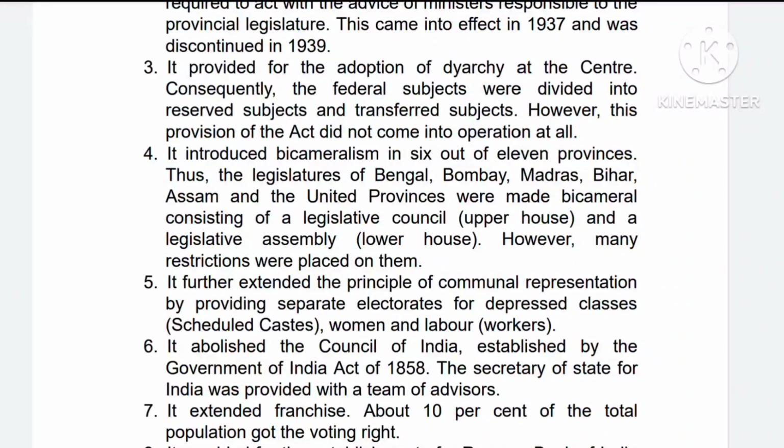Number 4. It introduced bicameralism in 6 out of 11 provinces. Thus, the legislatures of Bengal, Bombay, Madras, Bihar, Assam, and the United Provinces were made bicameral, consisting of a legislative council, upper house, and a legislative assembly, lower house. However, many restrictions were placed on them.